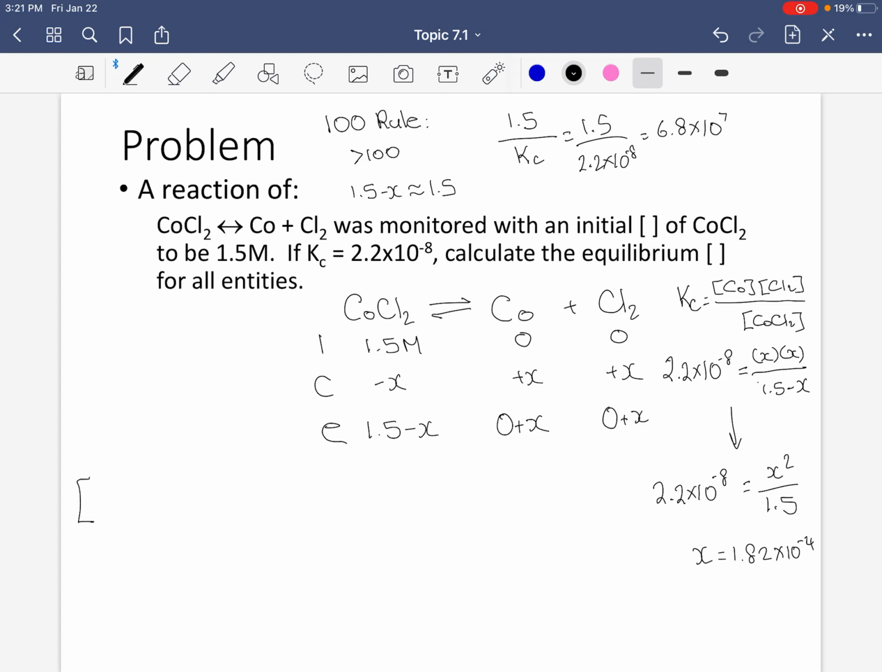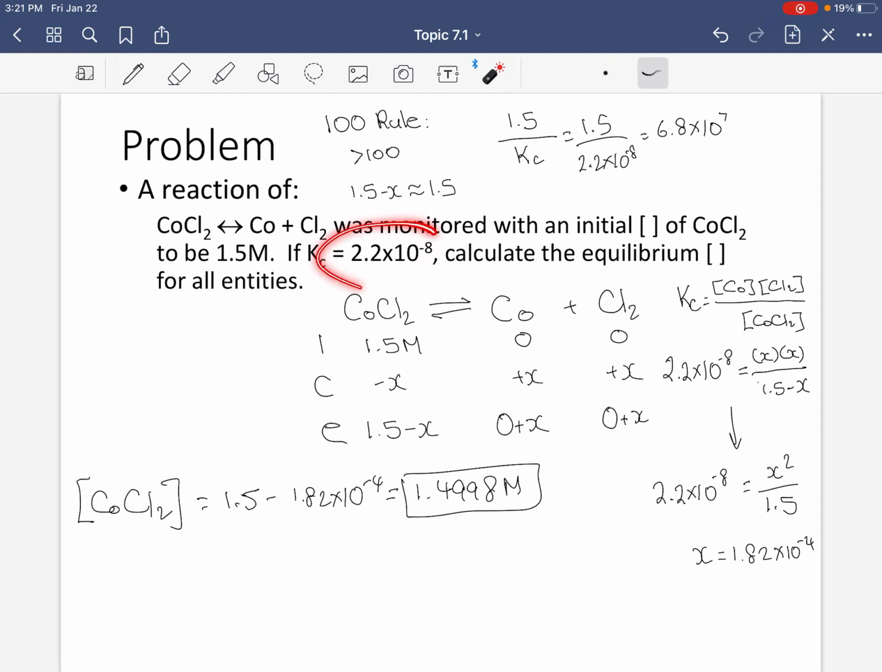Okay? So to answer this question, CoCl2 is equal to 1.5 minus 1.82 times 10 to the power of negative 4. And the answer is 1.4998. So it didn't go down much. It's not supposed to. Look how small Kc is. Kc is a really tiny number, so tiny that, as in the beginning of today's lesson, it is reactant dominant. You're not going to get much of these. Look, it didn't go down much.